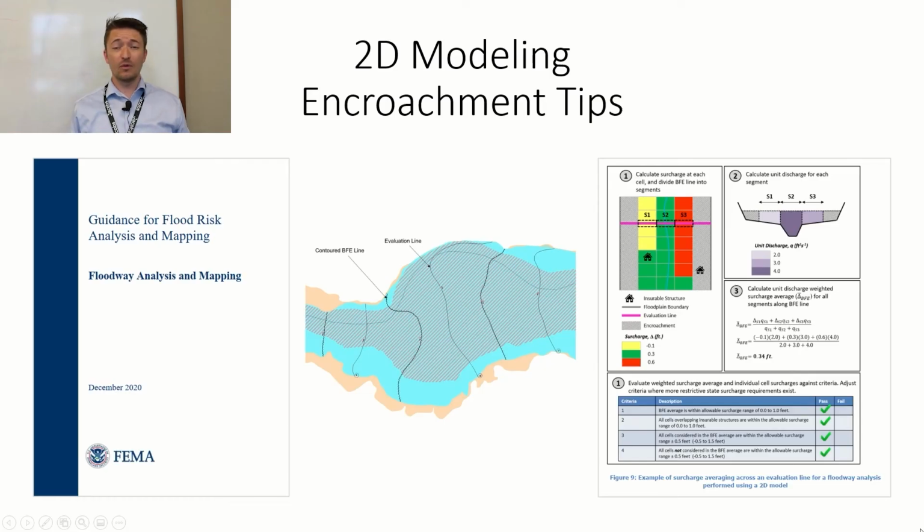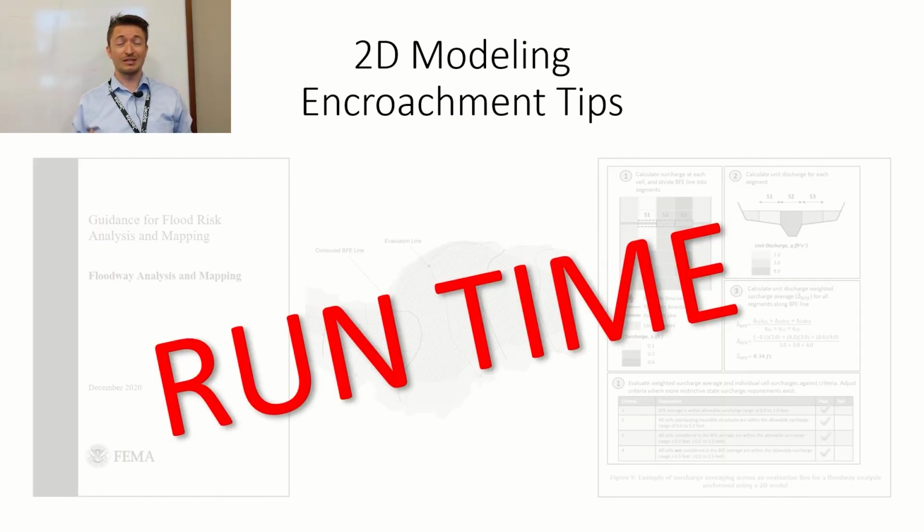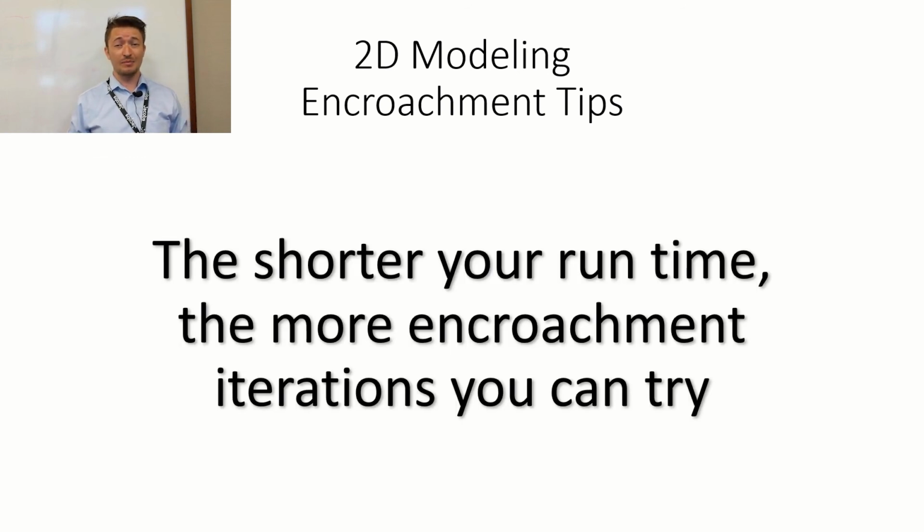Trick number 4 isn't so much a trick, but an alternative method for calculating surcharge using evaluation lines. Consider using this method when you have surcharges within half a foot of the allowable range. In Colorado, that is negative surcharges down to negative 0.5 feet, all the way up to positive surcharges of 1 foot. Finally, I want to point back to our second mistake: overly long run times. Modeling encroachments is tricky and can take multiple iterations to get it just right. Reducing that model runtime can help speed up your ability to try different encroachments.